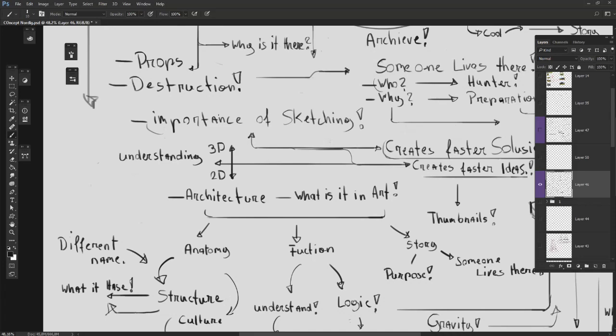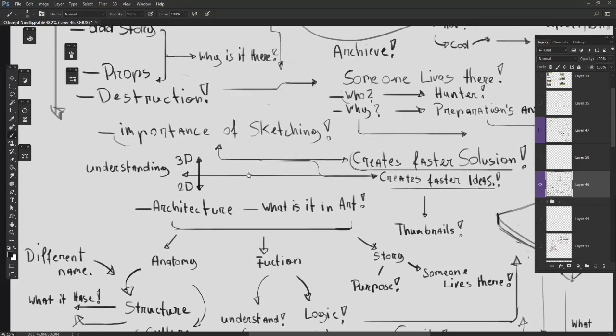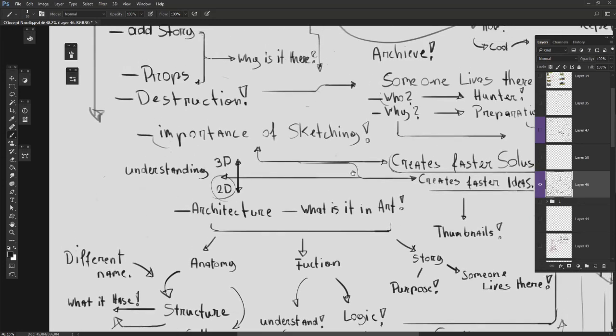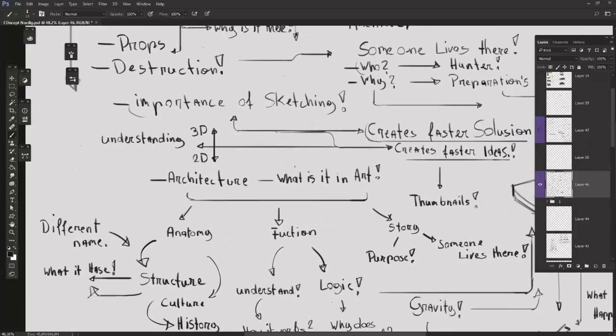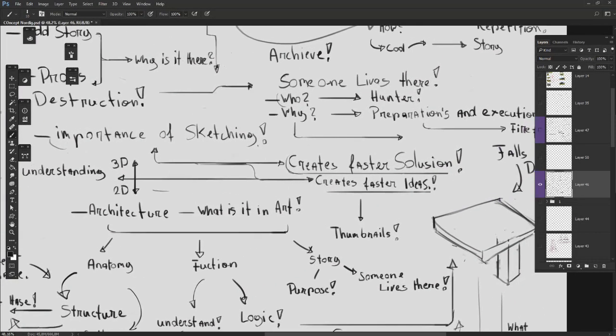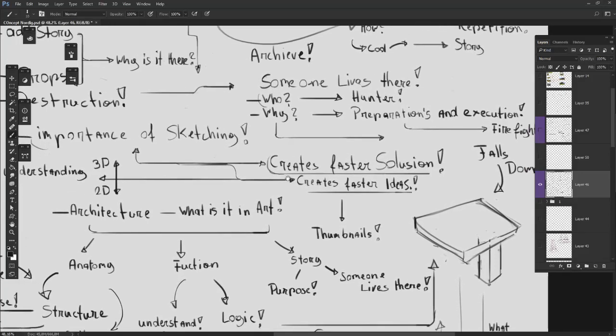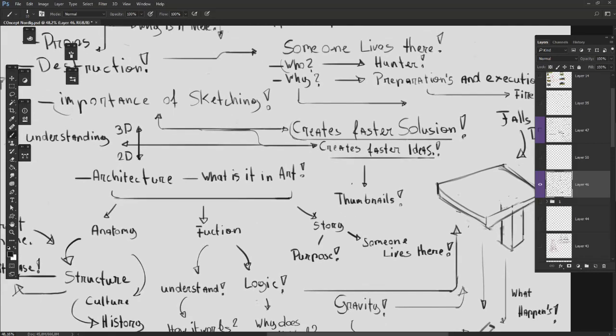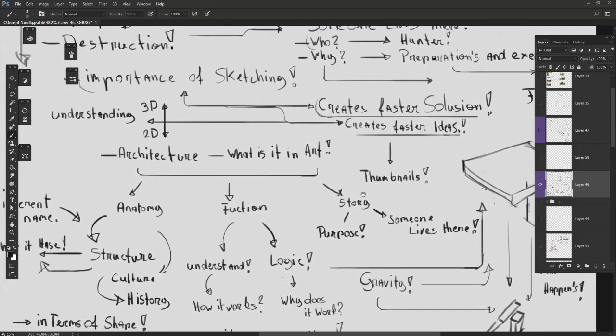But if you think about architecture itself, you need to think like a robot, because later on you understand way more the more you practice 2D to 3D shapes. And we translate those shapes and those fundamentals to create faster solutions and faster ideas. And the best way to create faster solutions and ideas is through thumbnails.